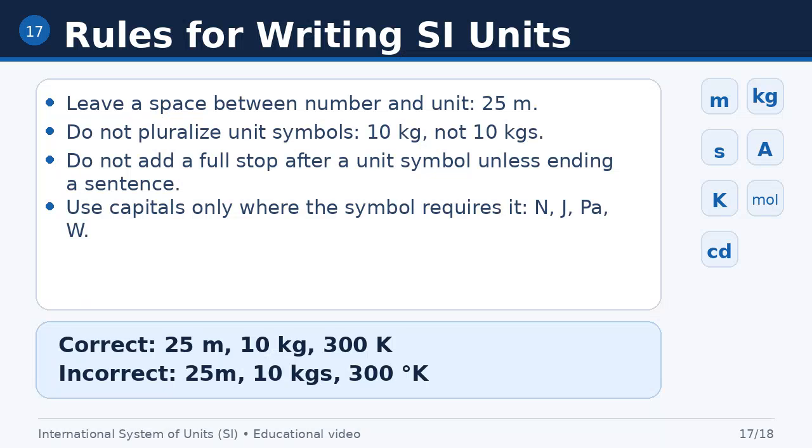Correct SI writing matters. First, leave a space between the numerical value and the unit symbol. Write 25 meters as 25 space m. Second, unit symbols are not pluralized. Write 10 kg, not 10 kgs. Third, unit symbols are normally not followed by a full stop unless the symbol ends a sentence. Fourth, symbols named after scientists are capitalized, such as N for Newton, J for Joule, Pa for Pascal, and W for Watt. But the full unit names are written in lowercase.